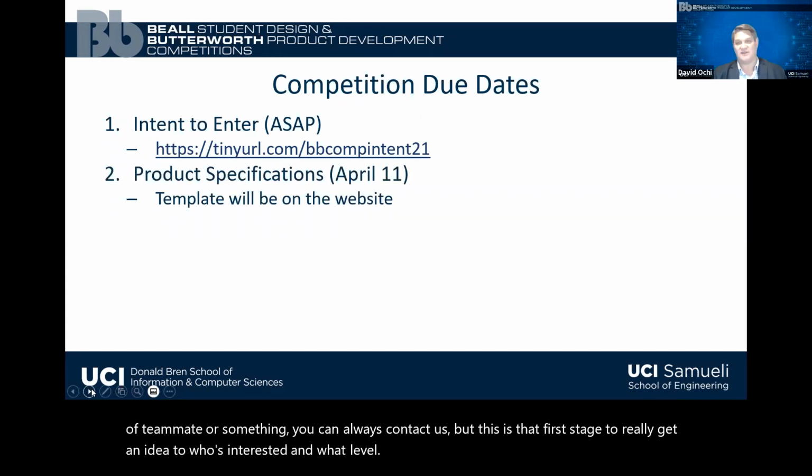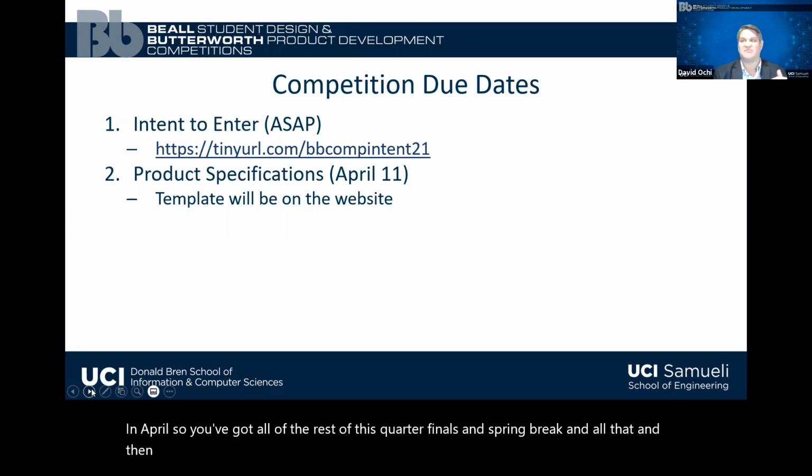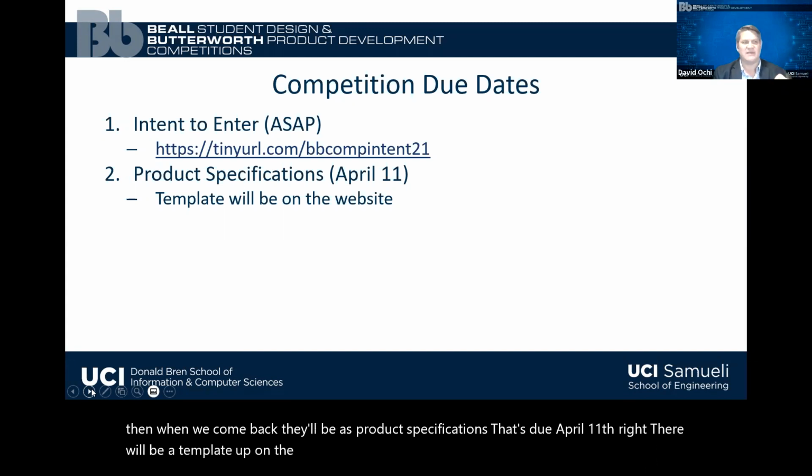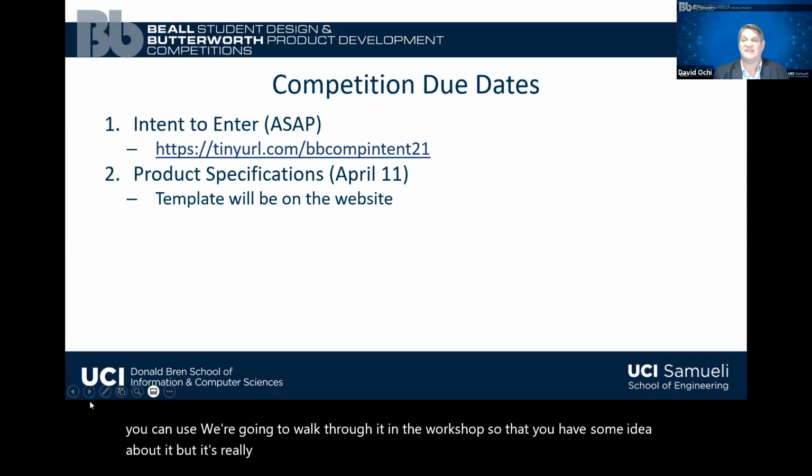In April, you've got all of the rest of this quarter, finals, and spring break and all that. And then when we come back, there'll be a product specification that's due April 11th. There'll be a template up on the website for you. I think it might be up already, right? That you can use. We're going to walk through it in the workshop so that you have some idea about it. It's really there as a product specification, to give us an idea as to what you're looking to create.